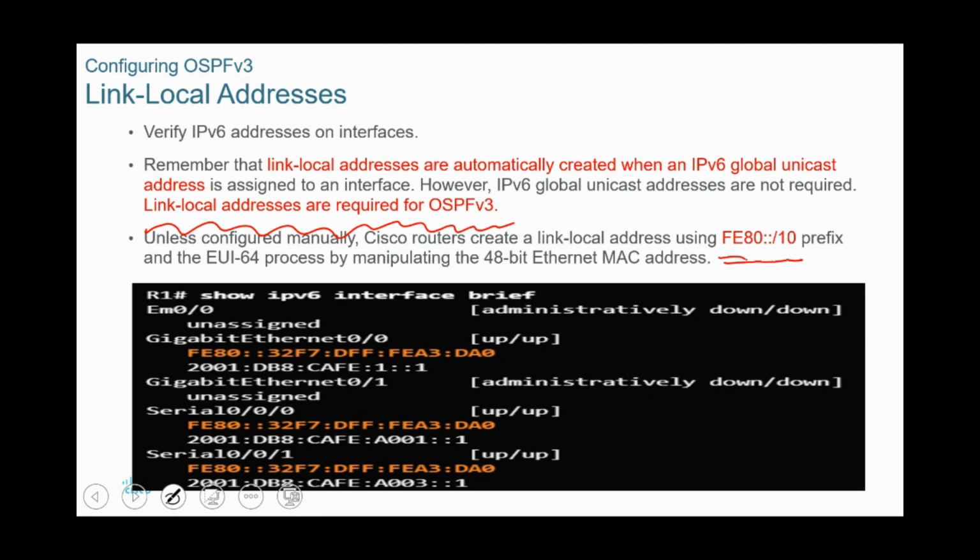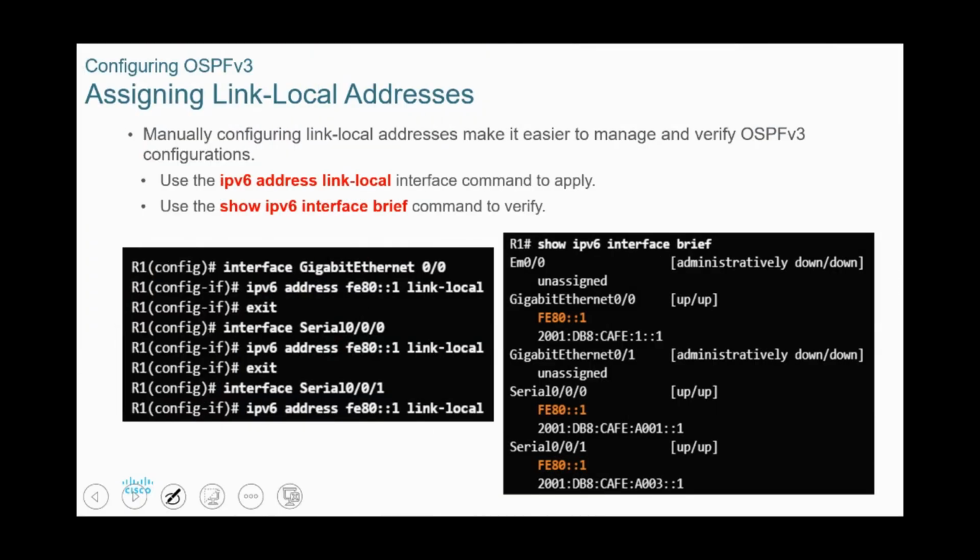FE80::. So this is actually your link local. Every time you do the configuration for IPv6, you can configure manually on your Cisco routers with FE80::, and the prefix will be based on the questions given. And the EUI-64 process manipulates 64 bits of the Ethernet MAC addresses. This is how you configure your link local addresses.